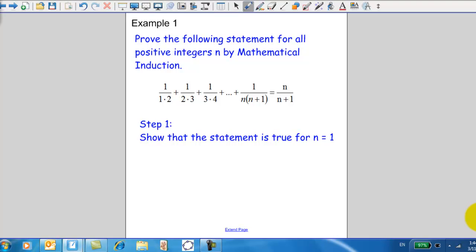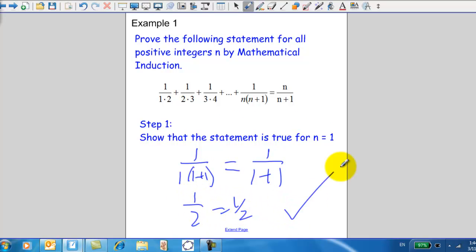So here's our first example. Prove the following statement for all positive integers n by mathematical induction, the one we just talked about. Our step one is to show that the statement is true for n equals 1. Well, if n equals 1, we have 1 over 1 times 1 plus 1, and basically we only have one term. And that's equal to, now put 1 into this, 1 over 1 plus 1. Let's see if we get the same thing. 1 over 2 equals 1 over 2. Check. We've shown that the statement is true for n equals 1, that the formula for the sum of the first one term is given by n over n plus 1.